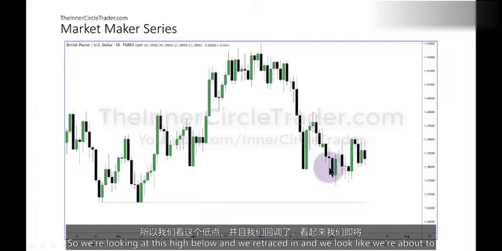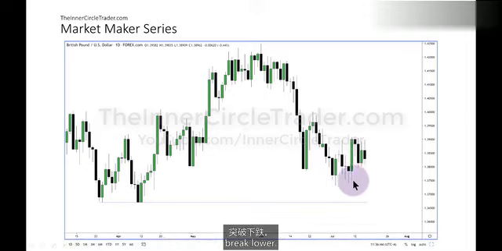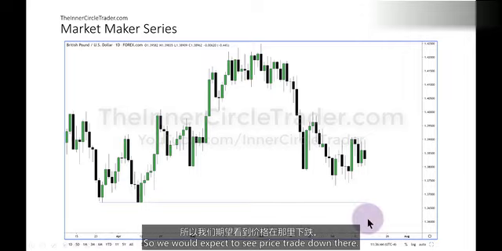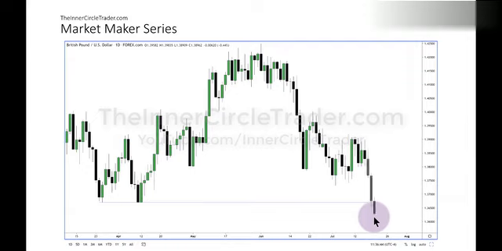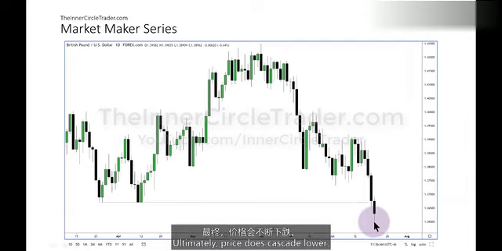So we're looking at this high, the low, and we retraced in, and we look like we're about to break lower. We have relative equal lows in here, so there's sell stops there. Lots of sell stops there. So we would expect to see price trade down there. So this is a key level. Ultimately, price does cascade lower.